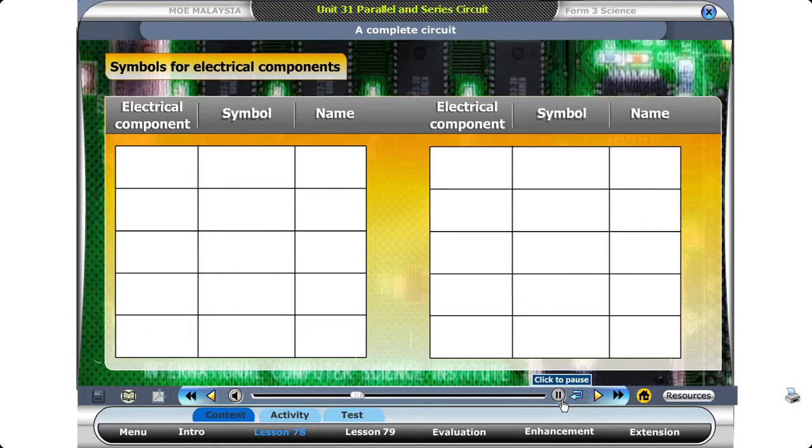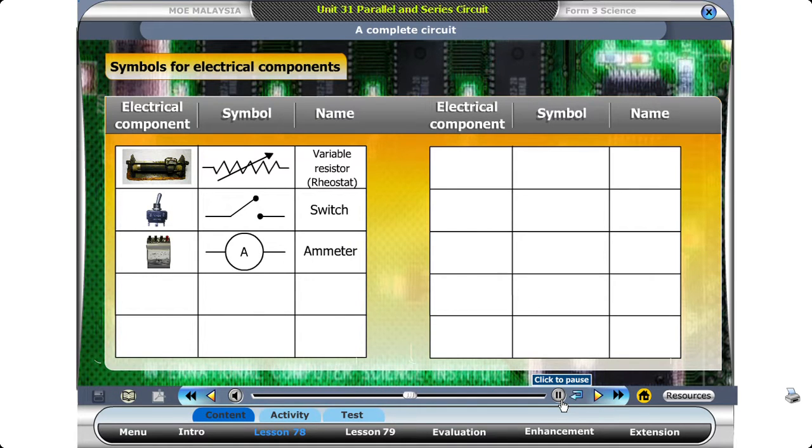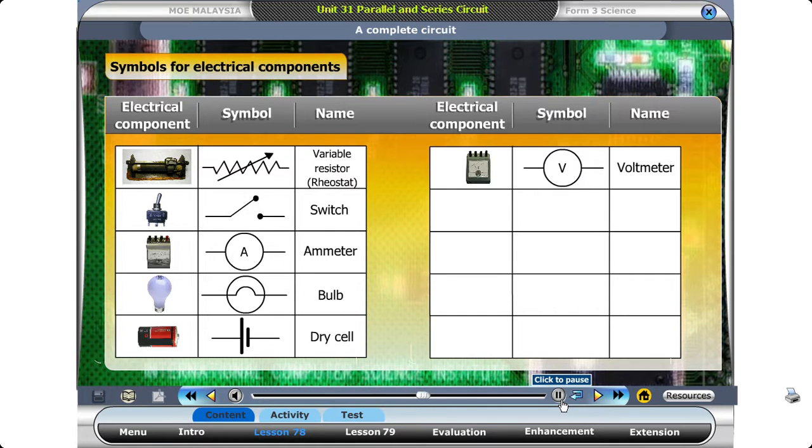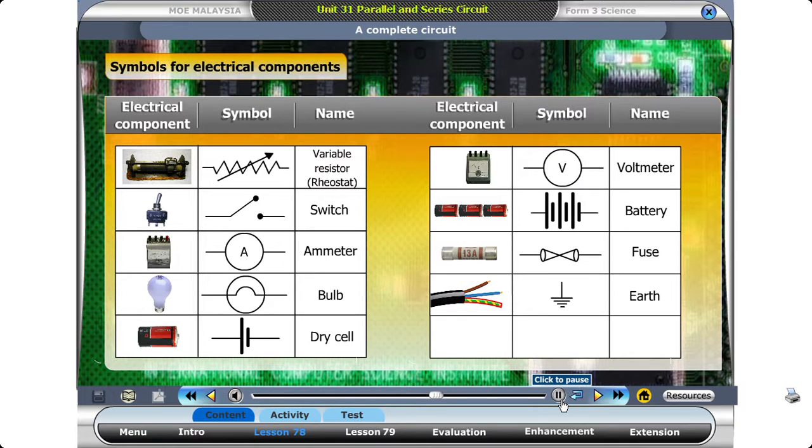In drawing circuit diagrams, we use symbols to represent the electrical components. Here are some other examples of electrical components and their symbols. Variable resistor, switch, ammeter, bulb, dry cell, voltmeter, battery, fuse, earth, power supply.